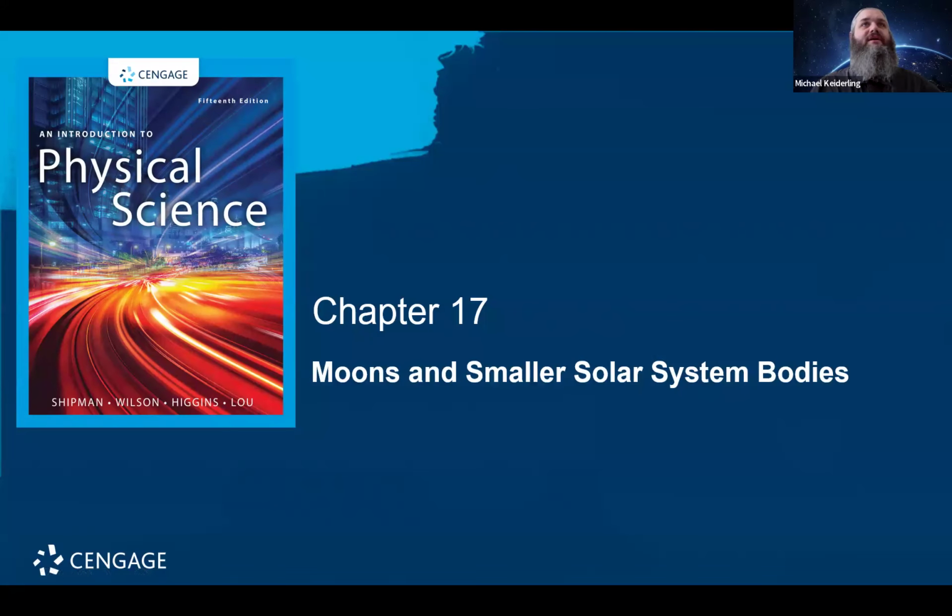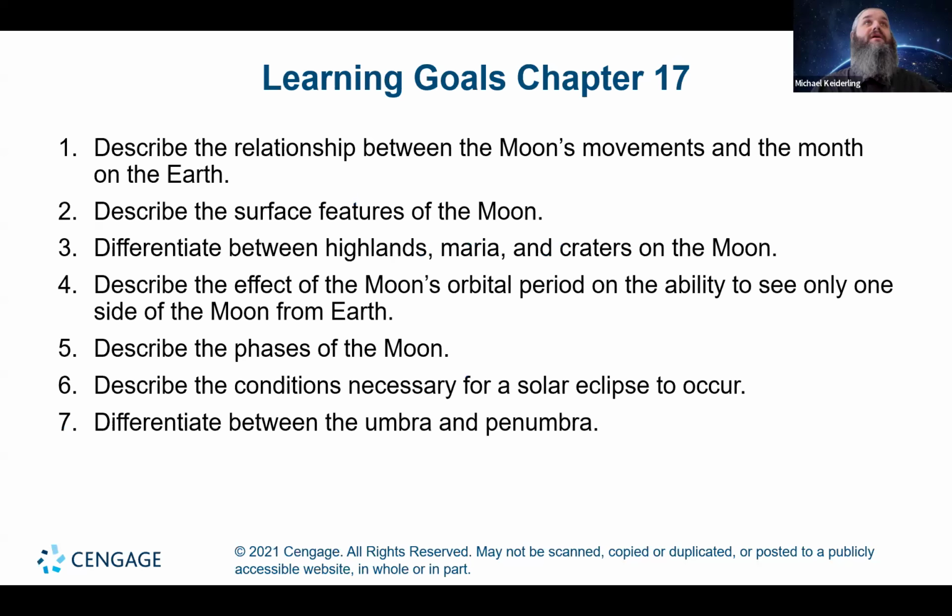So, chapter 17 on moons and smaller solar system bodies. We will describe the relationship between the moon's movement and the month on Earth. We'll talk about the surface features of the moon. We'll differentiate between highlands, maria, and craters on the moon. We'll talk about the effects of the moon's orbital period on the ability to see only one side of the moon from the Earth. We'll describe the phases of the moon.